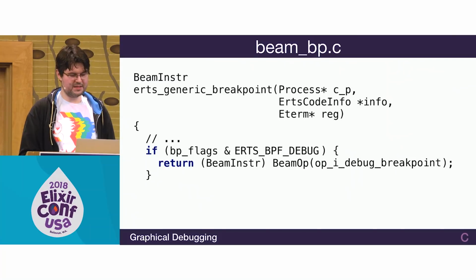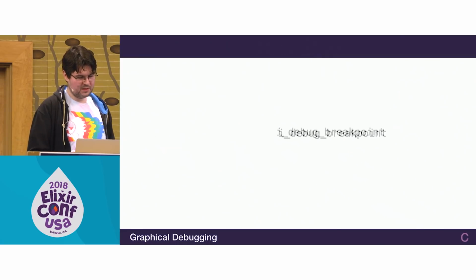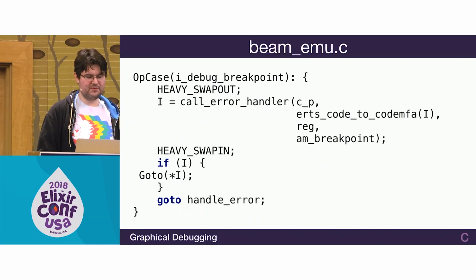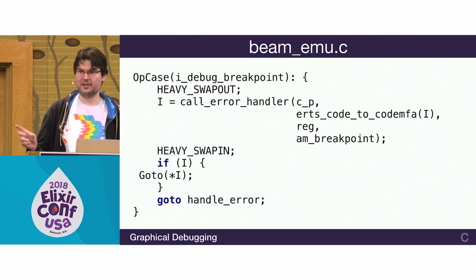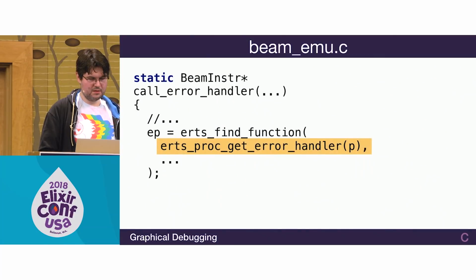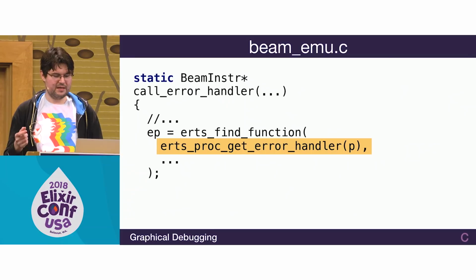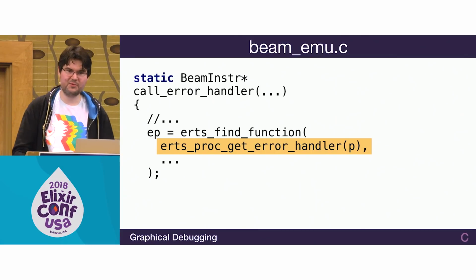Ertz bpf debug is converted to an idebug breakpoint operation in ertz generic breakpoint. We saw in earlier C code that the am prefix means that something is an atom, so this is going to call the breakpoint function in error handler. But what is error handler? Call error handler checks with the process info to find error handler. Oh, OK, so we're finally back to something we can call in Elixir.